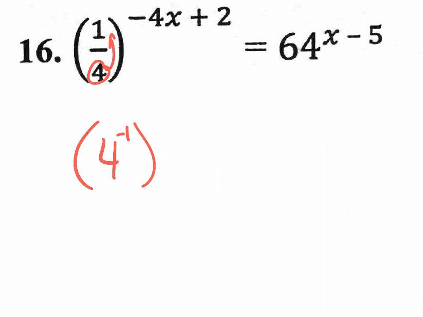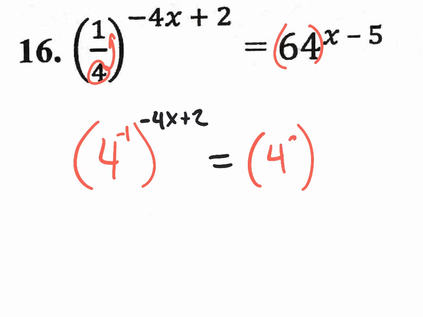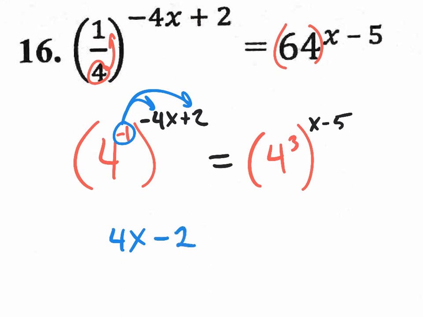And of course, that first one has the power negative 4x plus 2. And then you have your equal sign. And then over here, the 64, we're going to rewrite that as 4 to the third power. Okay? And of course, that one has the power of x minus 5. Now that we have the same base, we're going to be able to eliminate those bases technically by applying log base 4. But before that, let's distribute negative 1, power to a power, you multiply. Negative 1 times negative 4x is positive 4x. Negative 1 times positive 2 is negative 2. 3 times x, that's 3x. 3 times negative 5, that's negative 15. And there's our new equation.